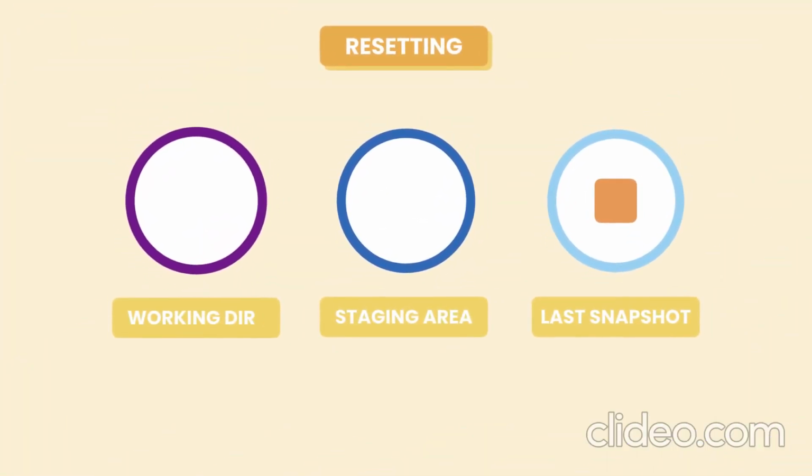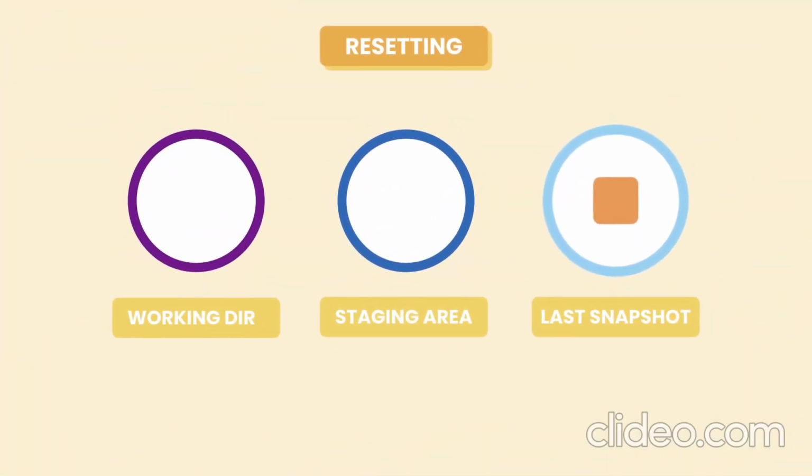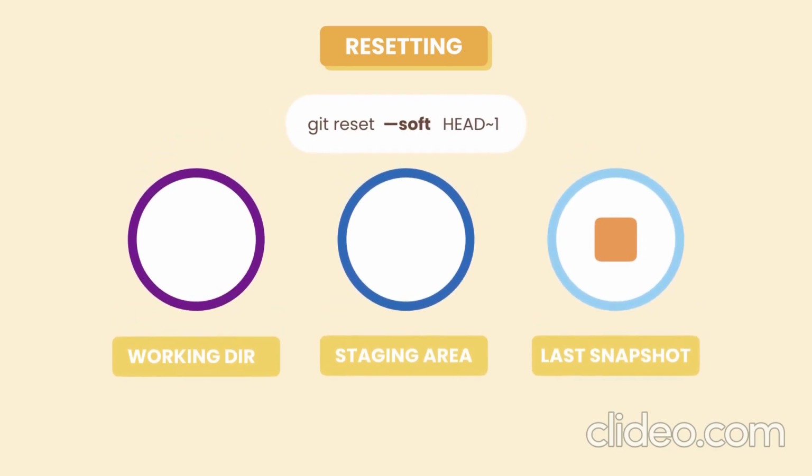What is the difference? Well, here we have our working directory, our staging area, and the last snapshot. When we reset the head using the soft option, Git is going to have the head pointer point to a different snapshot, but our staging area and working directory are not affected. If we use the mixed option, which is the default option, so we don't have to specify it, Git is going to get that new snapshot and put it in the staging area as well.